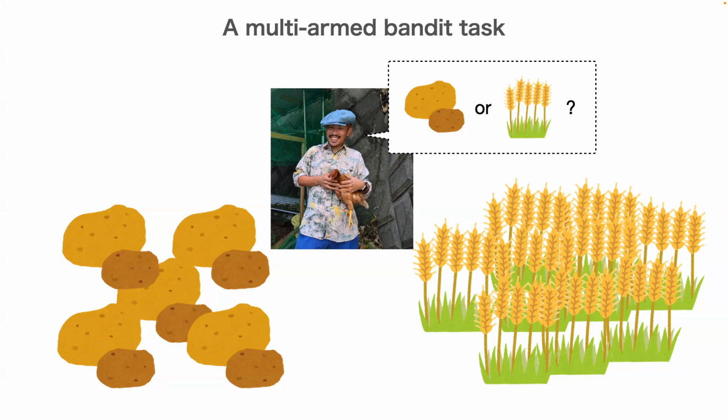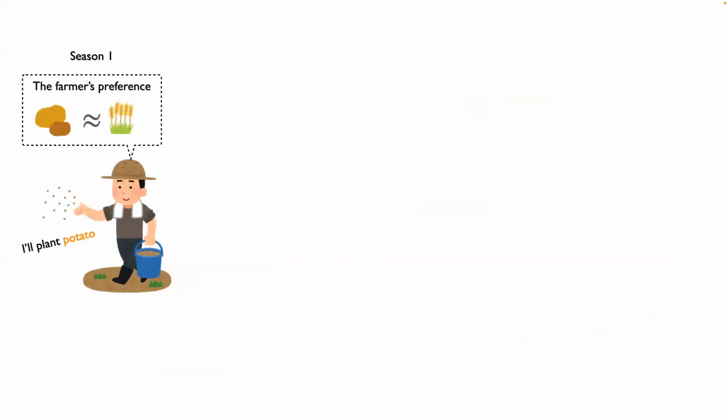So what should he do? Maybe just start randomly. Let's say he chooses potato for the first season. Then he gets a poor reward. Poor means less than he expected. He thought he'd get more, but potato might be a bit difficult to grow.